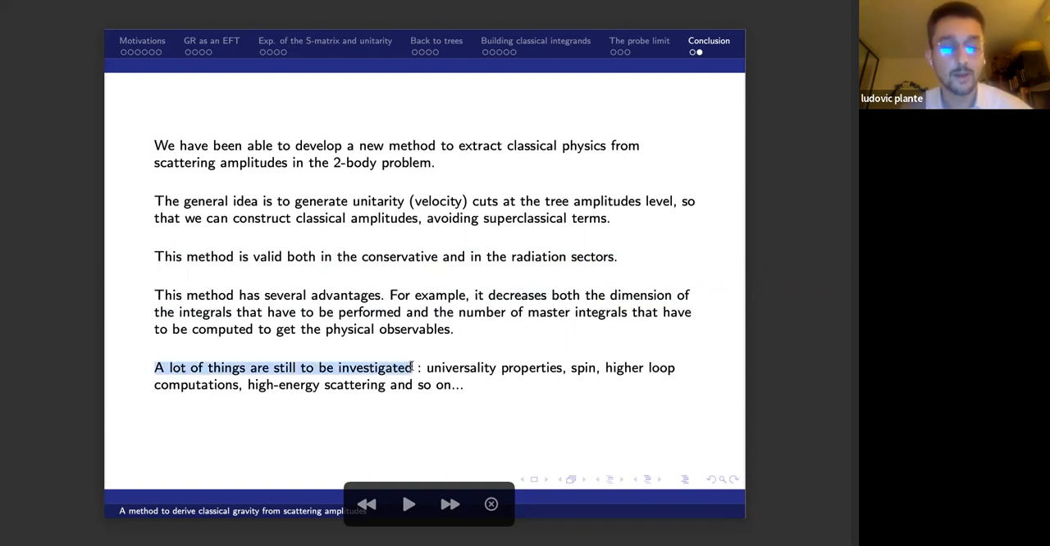Then for the next step, I just want to say that there are a lot of things to investigate, like the universality properties of the plus and minus amplitudes I just told you about, the spin property, higher loop computation, high energy scattering, or maybe some results in the probe limit, things like that. But I think there are a lot of things to be investigated. So thank you for your attention, and I will be happy to answer questions.